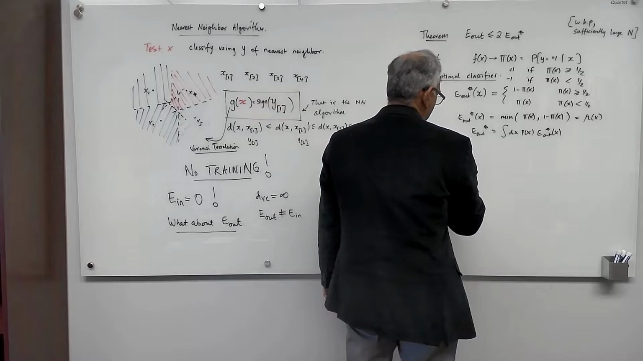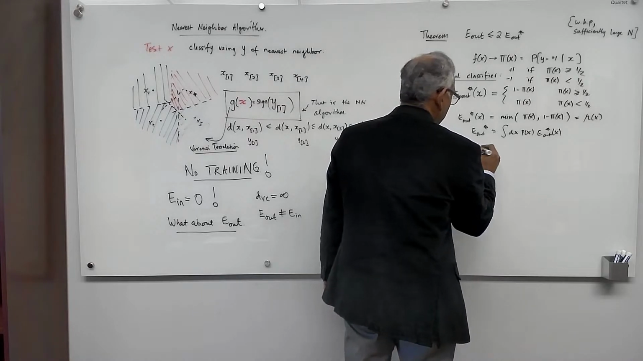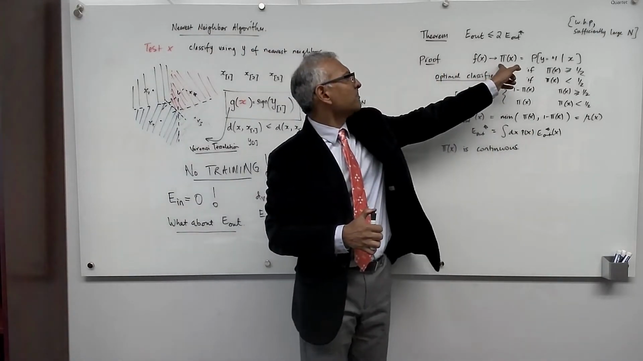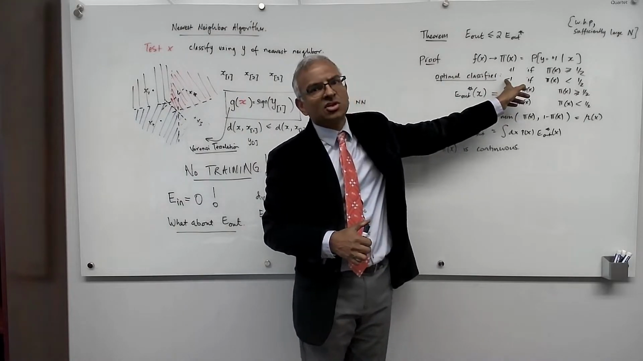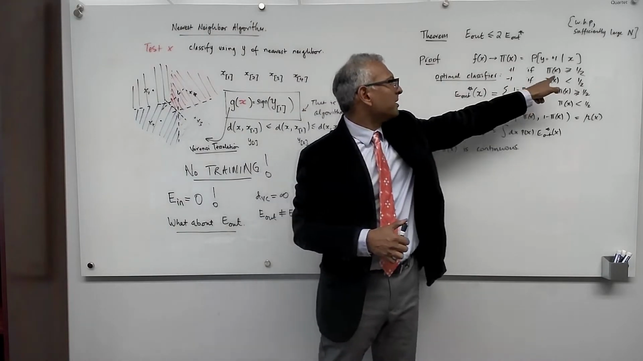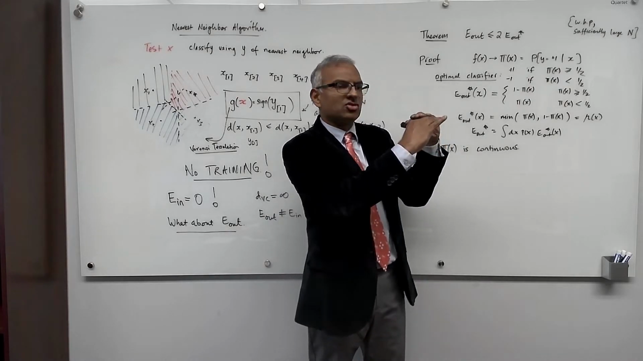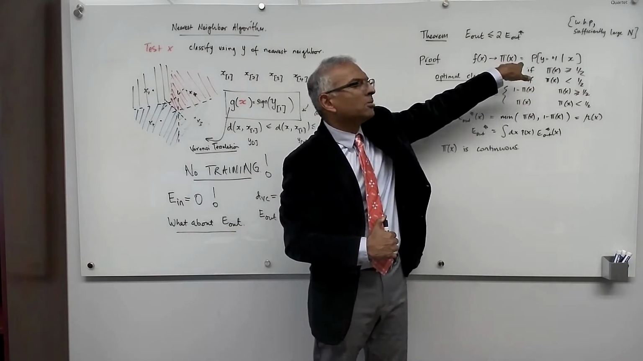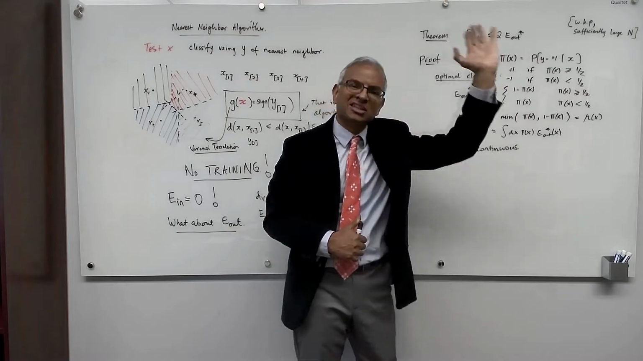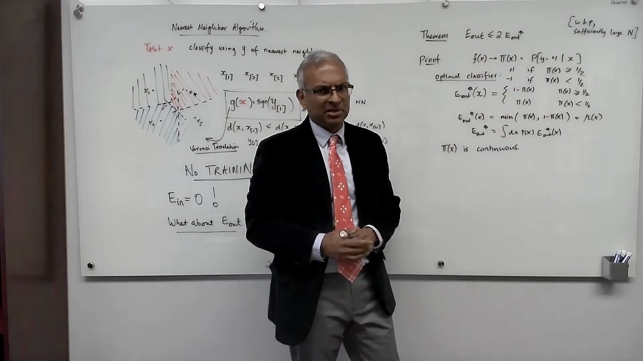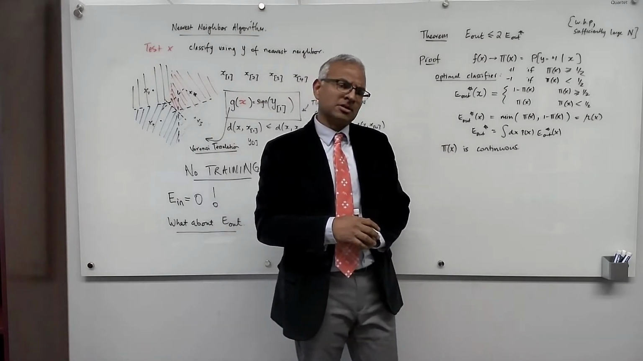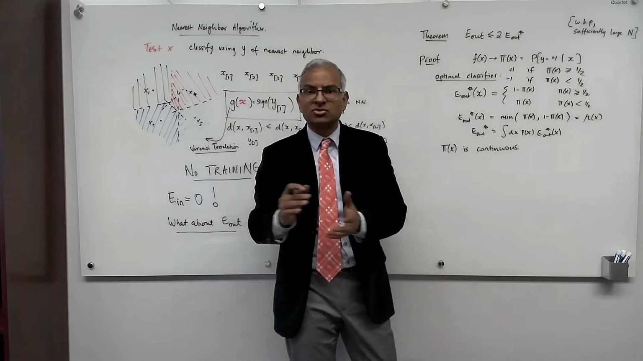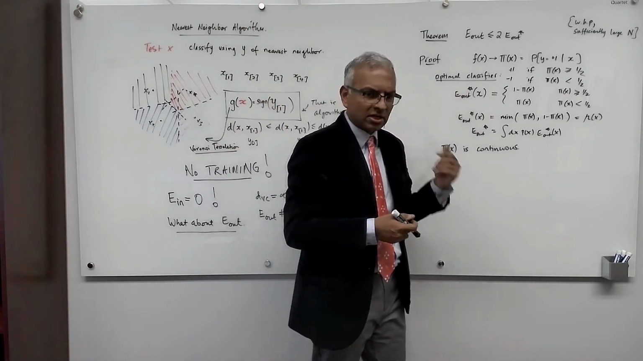Property 1. Pi of x is continuous. This function pi of x is continuous. The optimal classifier is not continuous because it can be plus 1 when pi of x is greater than or equal to a half, and then when pi of x drops below a half, it suddenly drops to minus 1. So the classifier is not continuous, but the underlying probability of y equals plus 1 given x is a continuous function. That's reasonable. Continuity is not a huge assumption for machine learning problems. We could make more assumptions, such as bounded derivatives and so on. If you make more assumptions, you get stronger results. One more thing that we're going to need.